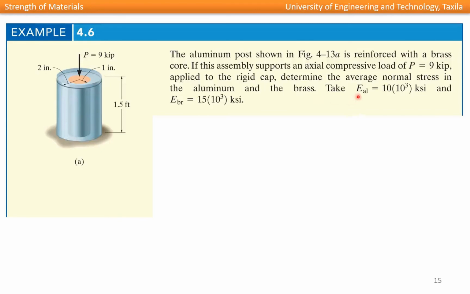Take modulus of elasticity for aluminum as 10 into 10 raised to power 3 ksi, and for brass it is 15 into 10 raised to power 3 ksi. So here this load P is acting over a rigid cap.